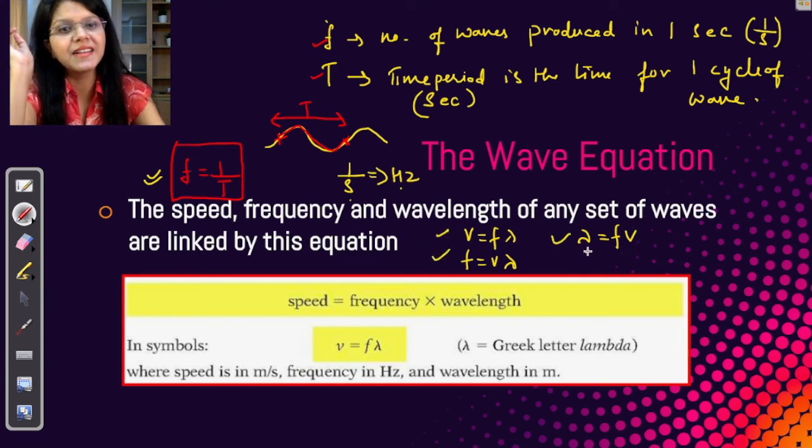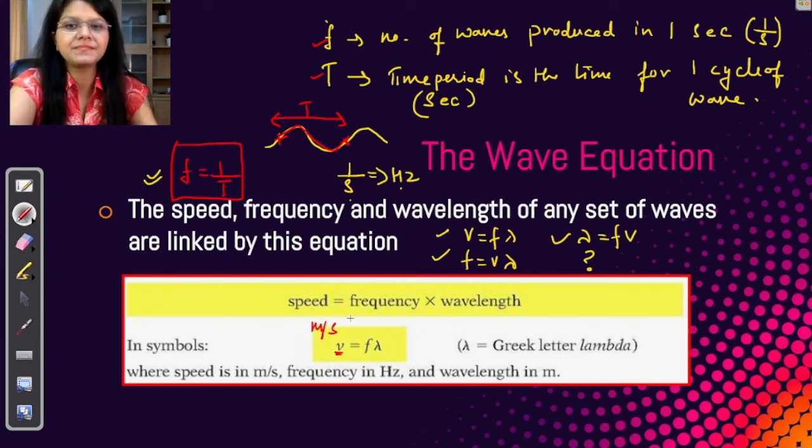So which one is the correct one? Substitute the units. It's simple. Here, what is the unit of speed? Meters per second. It should be equal to the unit on the other side. The unit on the left hand side should be equal to the unit on the right hand side. What is the unit of frequency? We have just identified. It is 1 over seconds.